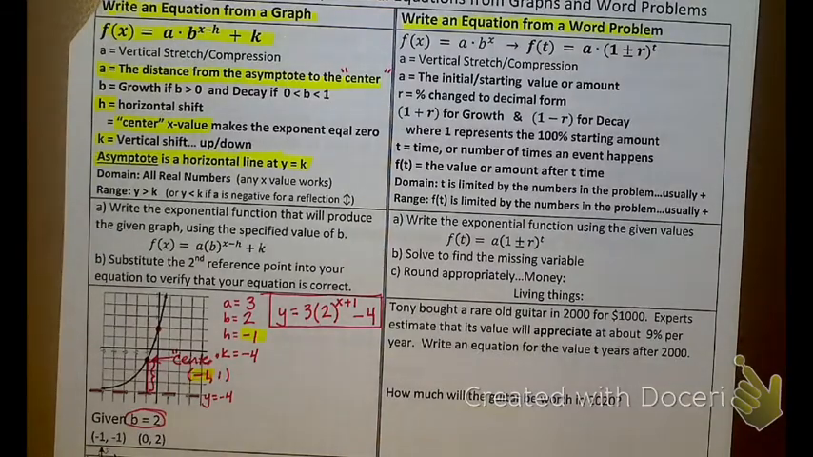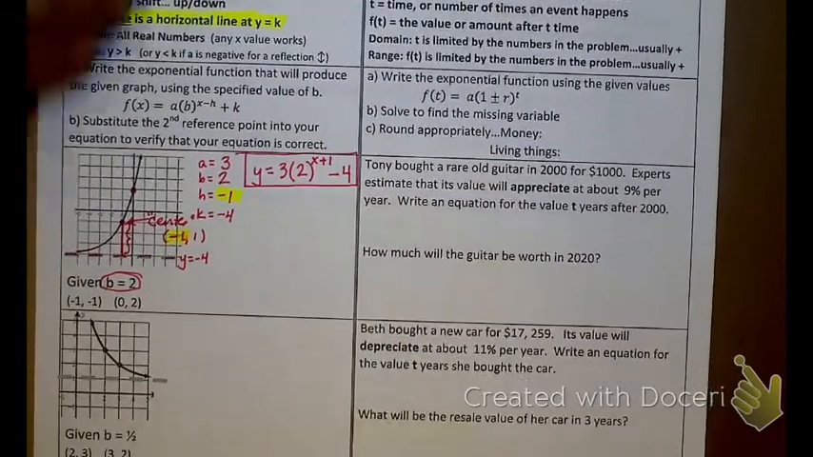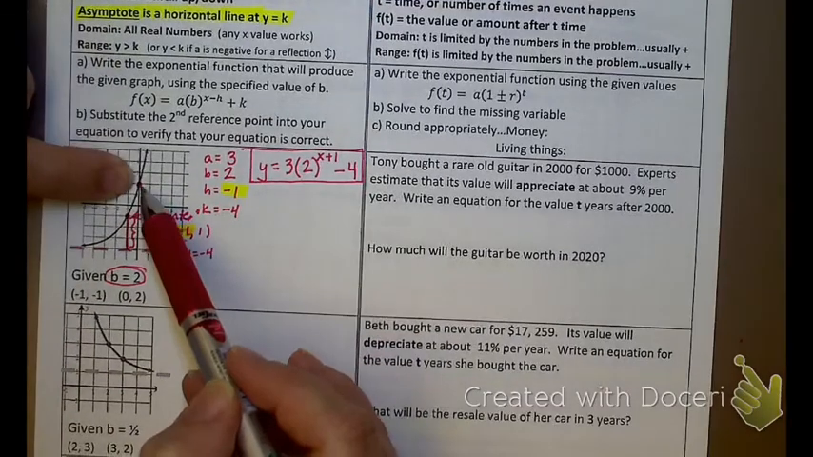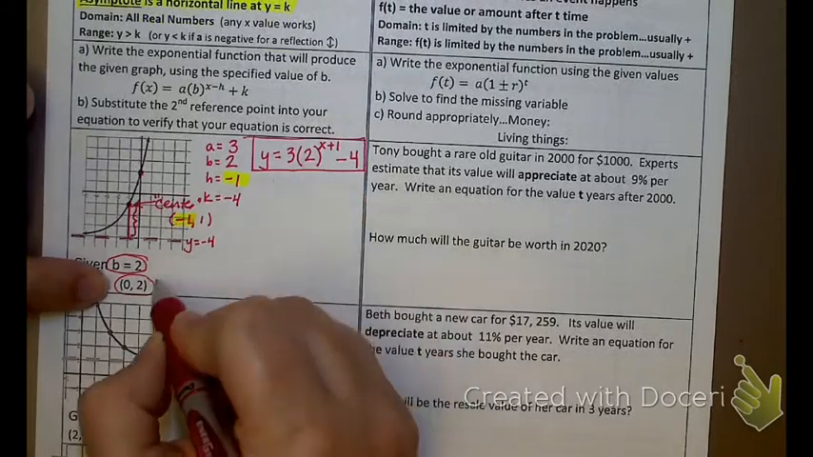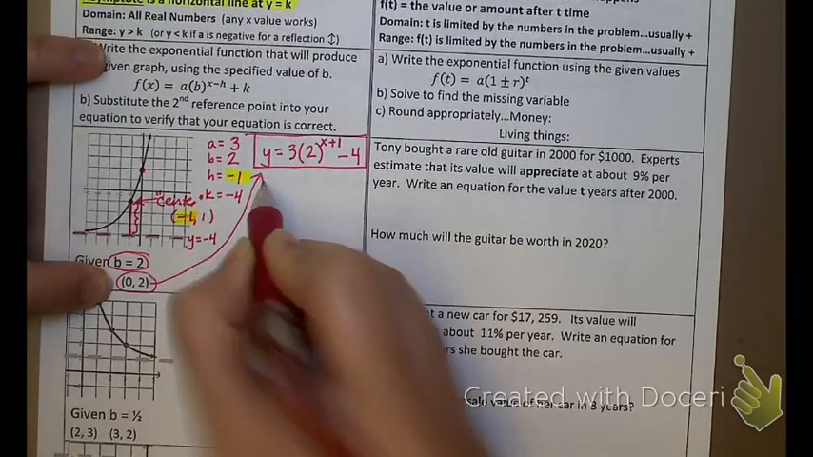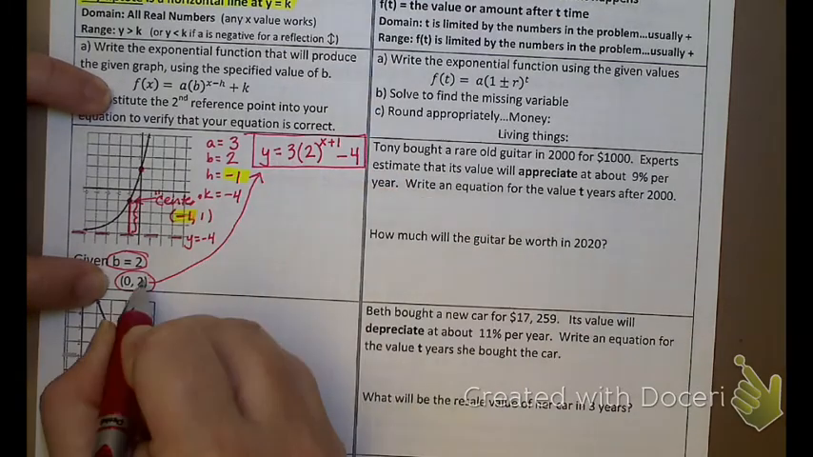And that's it. Now, can I check to see if I got the problem right? Of course. There was another point given to us, right? It was the point 0, 2. If I got the correct equation, I should be able to plug this information in there and get a true statement. So I would plug in what for y?